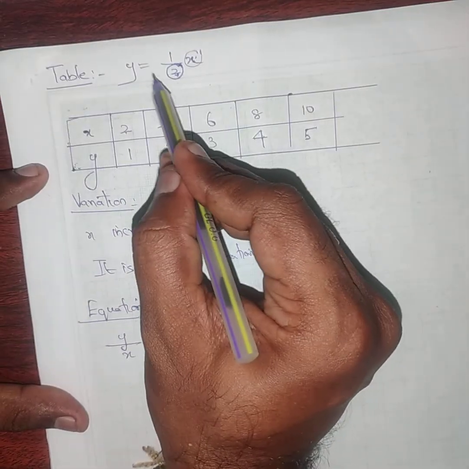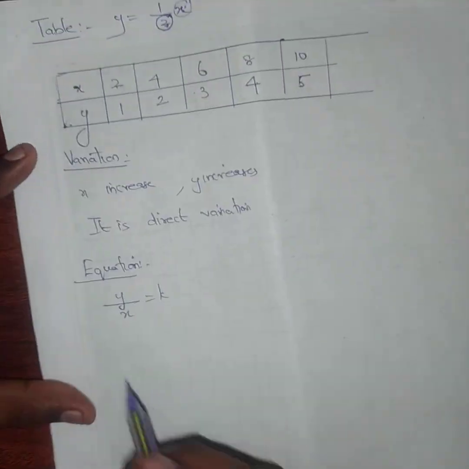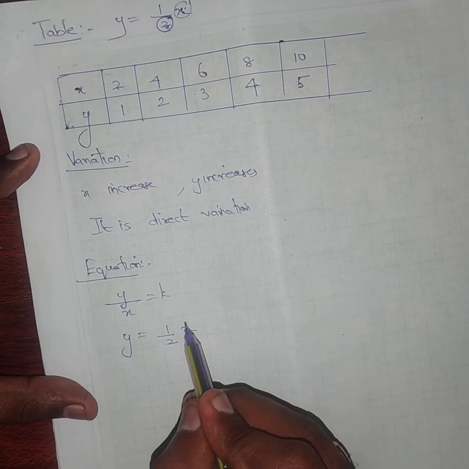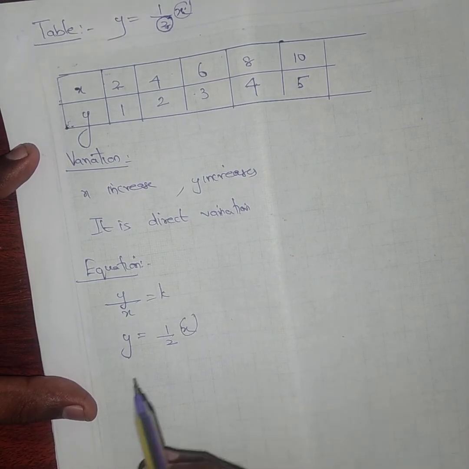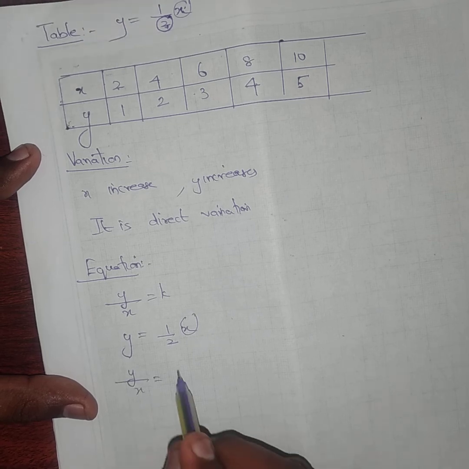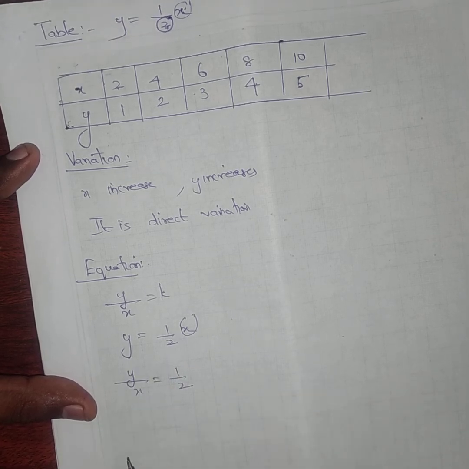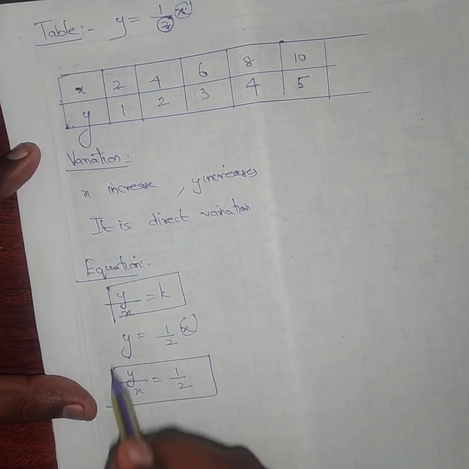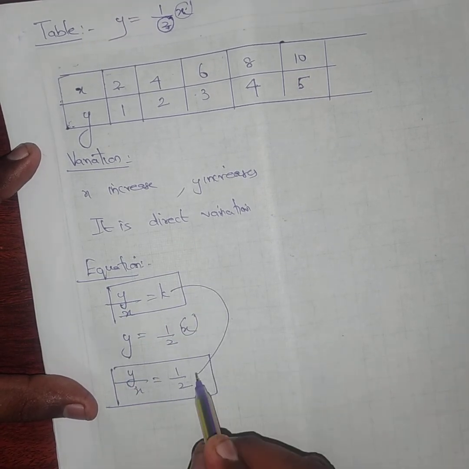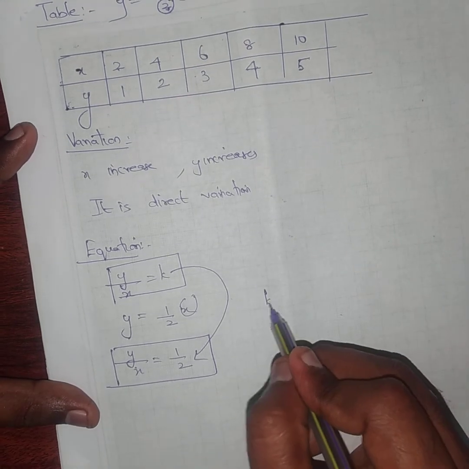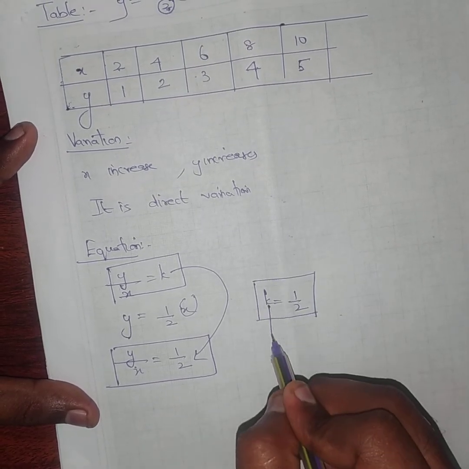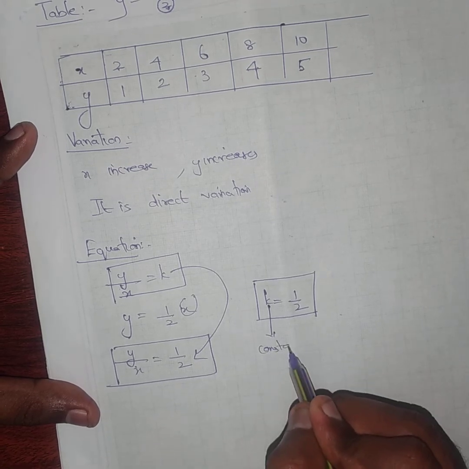What is the equation given here? y is equal to 1 by 2 into x. Bring x down to the denominator. y by x is equal to 1 by 2. Now compare both equations. y by x, what is k? k is nothing but 1 by 2. This is our k is equal to 1 by 2. This is called the constant of variation.